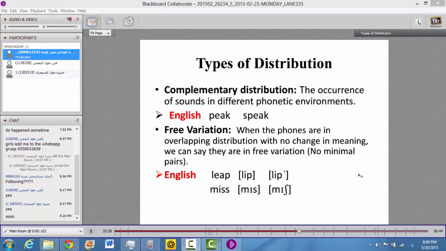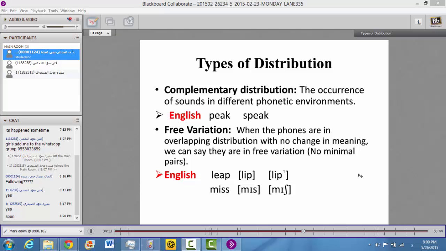For example, peak and speak. If you transcribe the pa in peak, it's going to be aspirated. And the pa in speak is not aspirated. So they occur in two different environments. One is initial position and the other one is after the S. Because in speak it's not in an initial position anymore. Okay? So here we have two different environments for the pa. In peak it is aspirated because it occurs initially, whereas in speak it's not aspirated because it occurs after the S. And it's neither final nor initial.